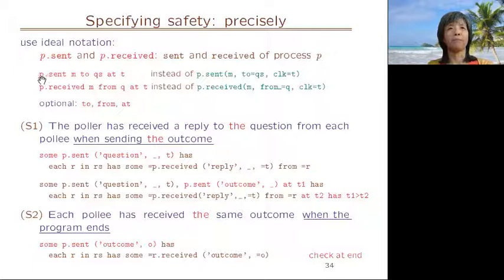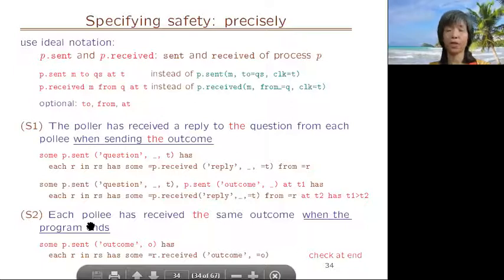We write p sent m to processes queues at the time t, instead of using p send as this function called syntax in Python, to queues and clock as t. And similarly for received, p received m from q at t. And the clauses for to, from, and at are each optional. All right, so these are the two processes from the previous slides. I just copied them here.